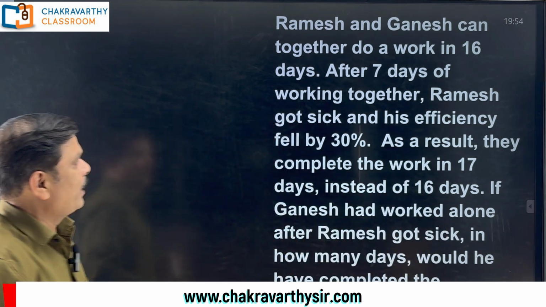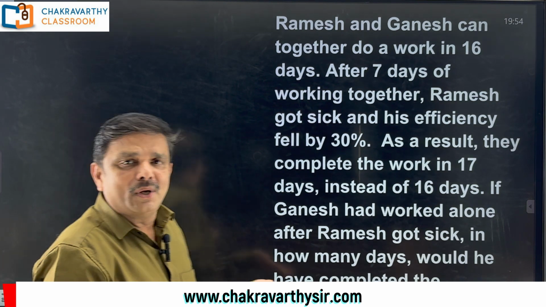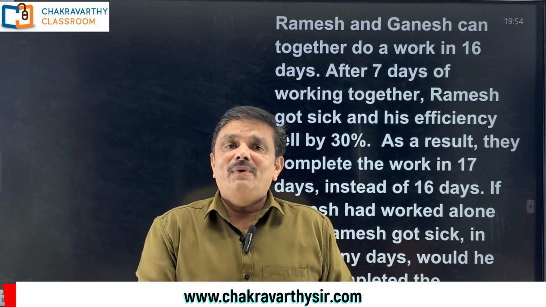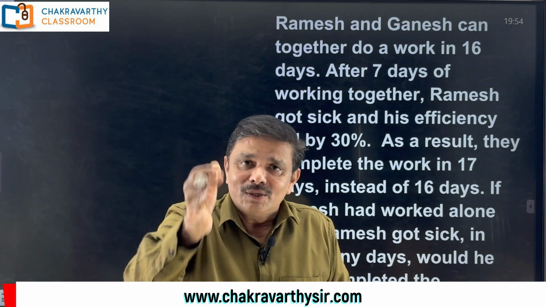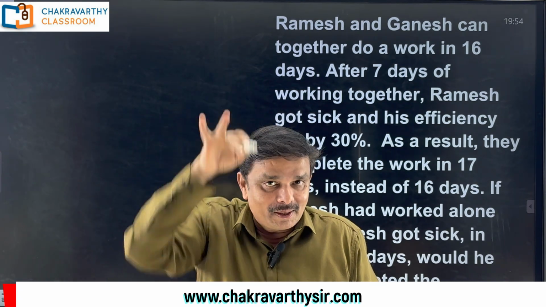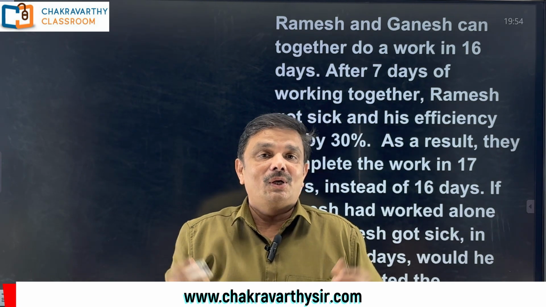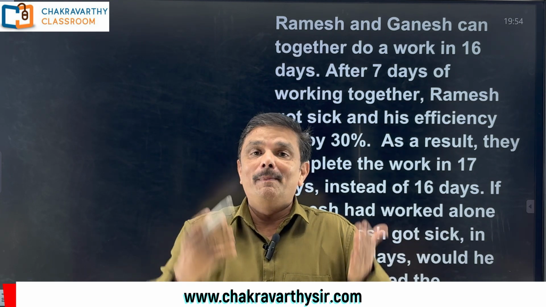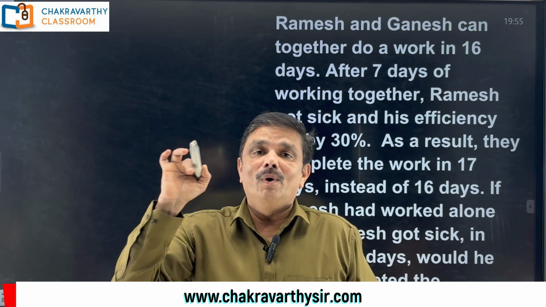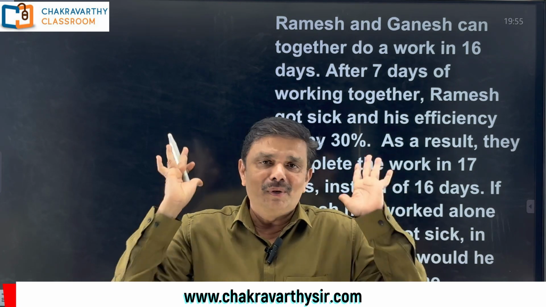As a result of that, what happened? They complete the work in 17 days instead of 16 days. Obviously, because if they work with their original capacity, work would have been completed in 16 days only. Because one person got sick and his capacity fell by 30%, he worked only with 70% efficiency. Obviously, the number of days will increase. That's what they have given. Instead of 16 days, the whole work completed in 17 days. This is the information they have given.